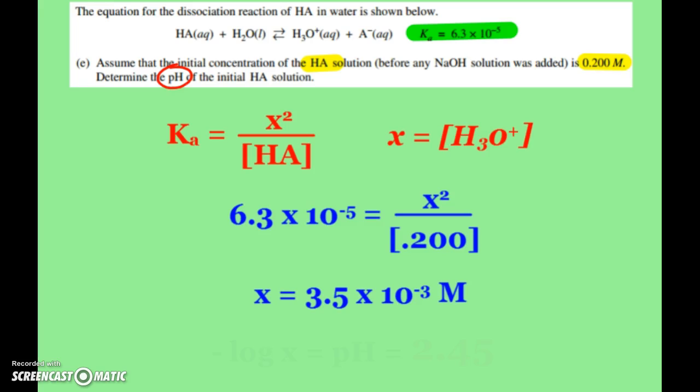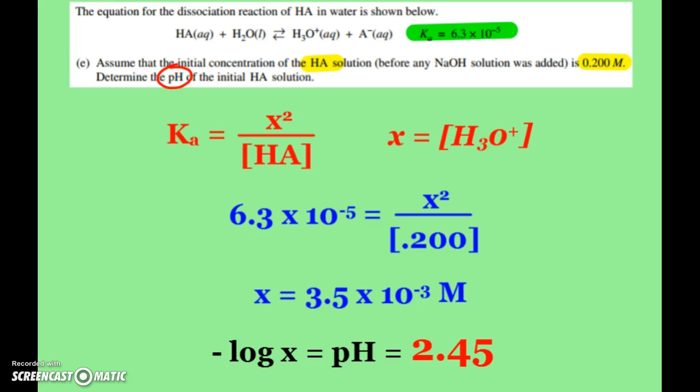Ka and our concentration of our acid, 0.2 molar. So we get x equal to 3.5 times 10 to the negative 3 molar. Of course, you take the negative log of that to get pH, and we get 2.45, an answer that makes sense to us because it's a weak acid.